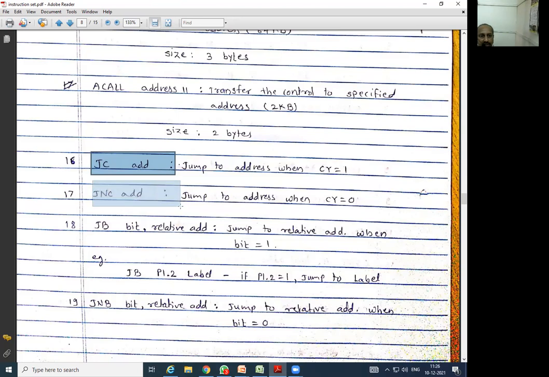Opposite to that, JNC address. म्हणजेच काय? Jump to the address when CY is equal to 0. NC stands for not set, that is 0. Normally it is taken this way: set म्हणजे 1 आणि not set or reset means 0. So if no carry, jump to the address. Jump to the address when CY is equal to 0.